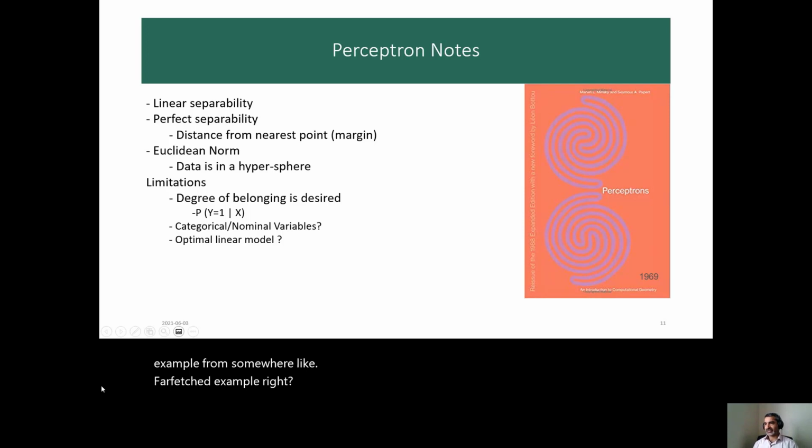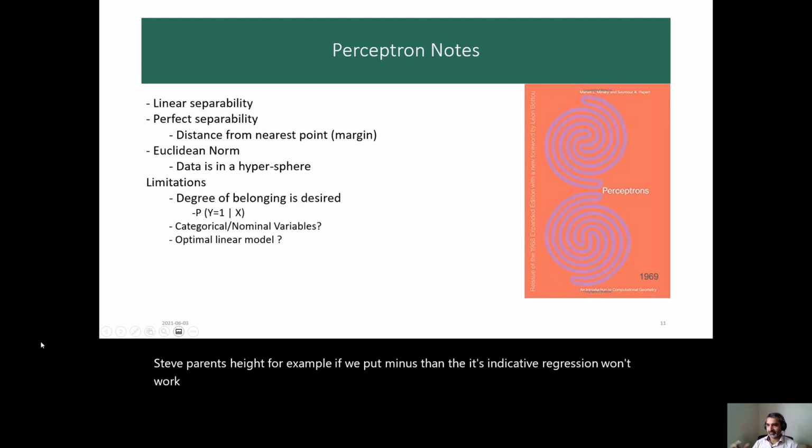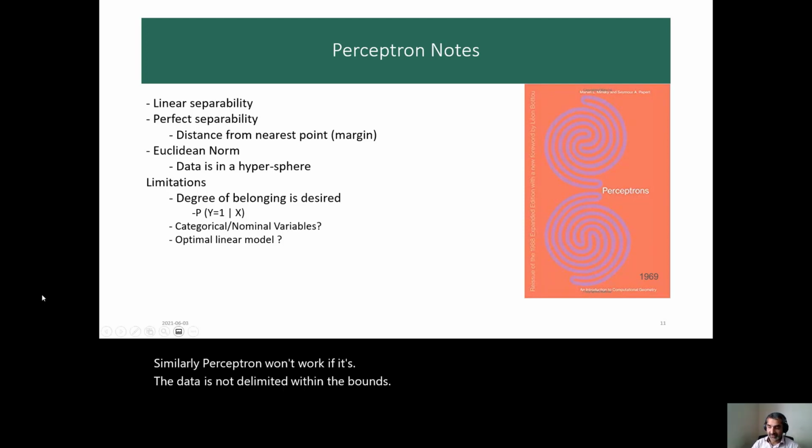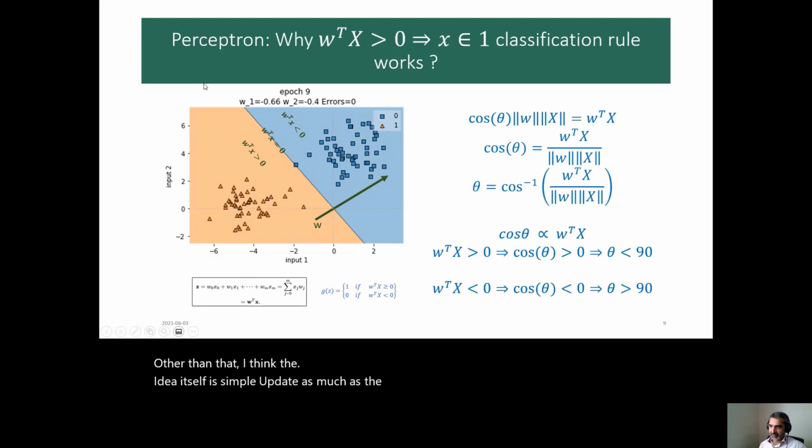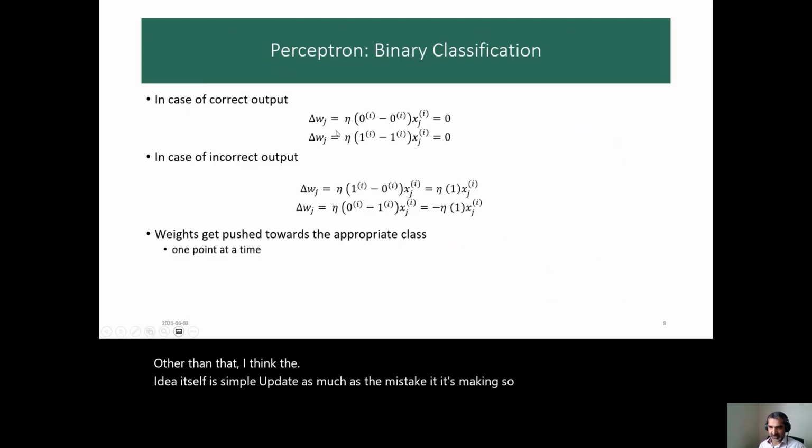Okay, yeah, this makes sense. The parent's height, for example, if we put minus, then the regression won't work. Similarly, Perceptron won't work if the data is not delimited within the bounds. This is one prerequisite for it to work. Other than that, the idea itself is simple: update as much as the mistake it's making. So the amount of mistake is X.